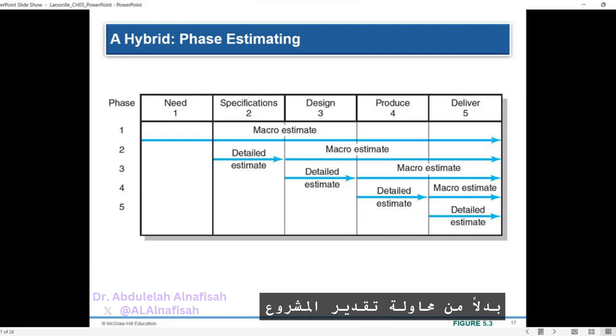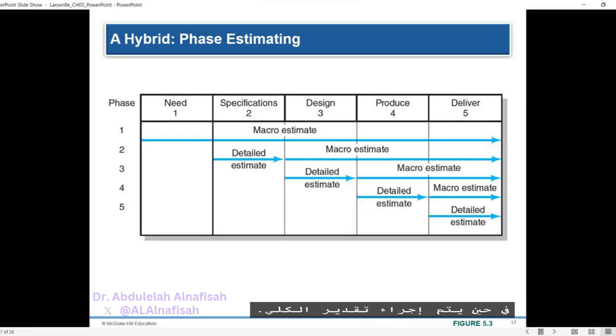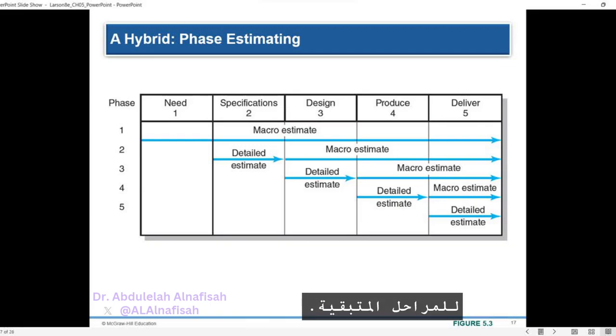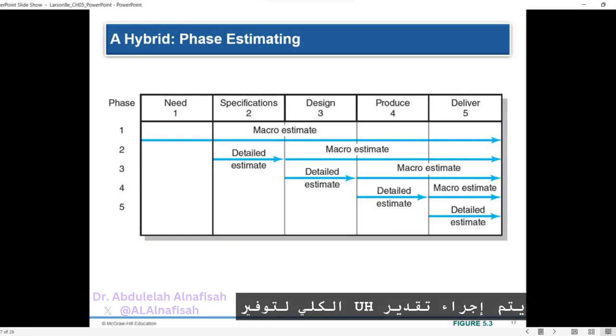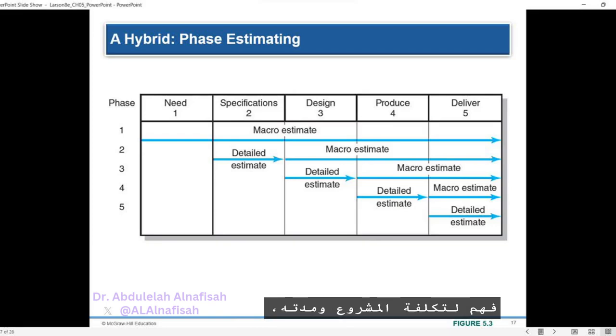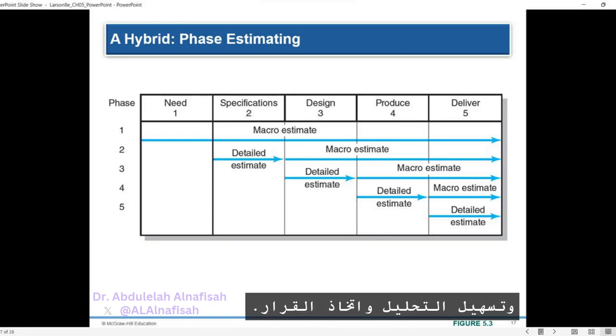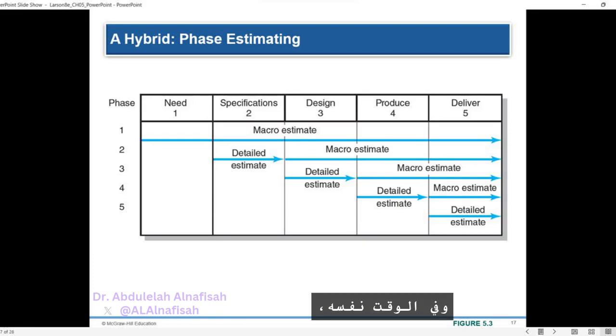Instead of attempting to estimate the entire project up front, phase estimating employs a two-estimate system. A detailed estimate is created for the immediate phase, where more information is available, while a macro estimate is made for the remaining phases. For example, during the initial phase, a macro estimate is made to provide an understanding of the project's cost and duration, facilitating analysis and decision-making. Simultaneously, a detailed estimate is created to derive project specifications.